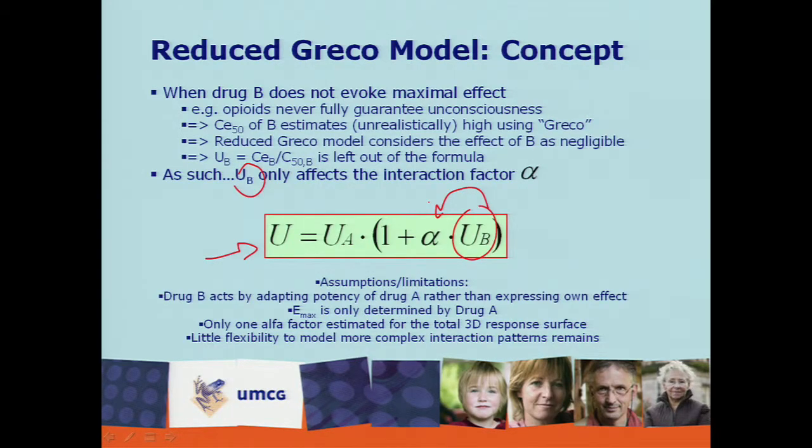And the added effect of your second drug becomes negligible here. There are also some assumptions and limitations to that reduced Greco model, because drug B acts by adapting the potency of drug A rather than by expressing its own effect, as I said. So the Emax is only determined by your first drug, and there is only one alpha factor that stays the same as with the Greco model. It's just one alpha factor for the complete surface, and as a result, you still have little flexibility.